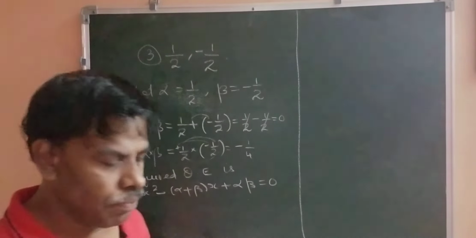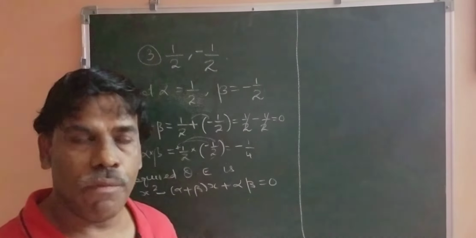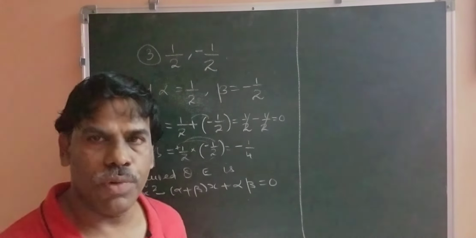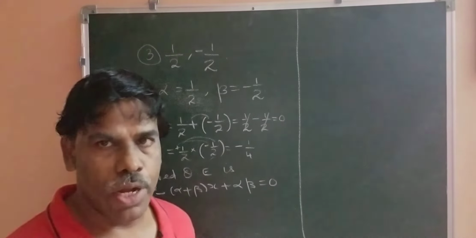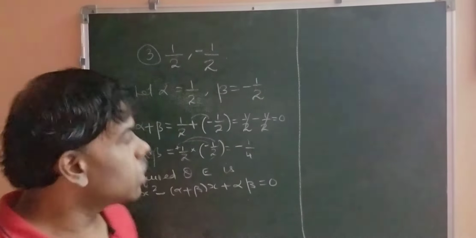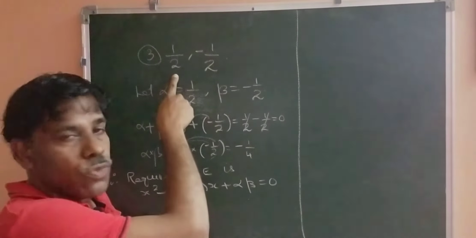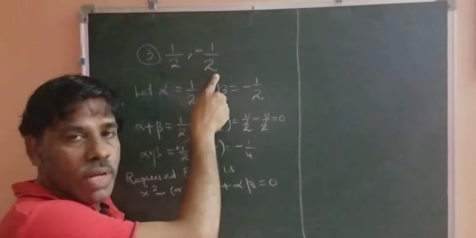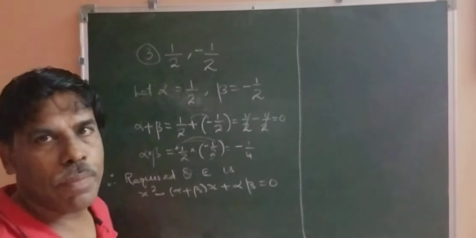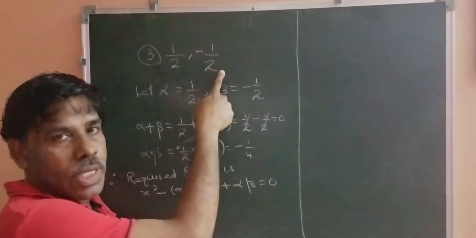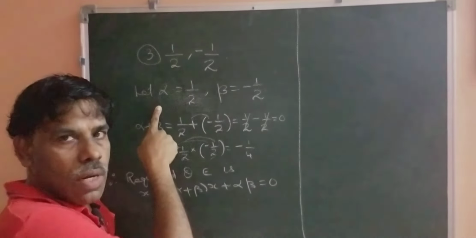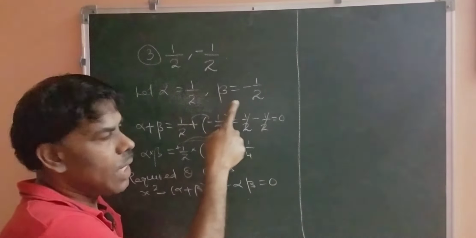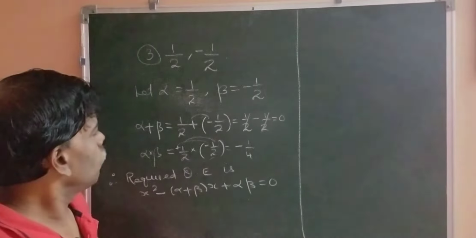Dear students, now we are continuing with how to form the quadratic equation if two roots are given to you. Now the third sum: the first root is 1 by 2, another root is given as minus 1 by 2. So one is alpha, another is beta. We will take alpha equal to 1 by 2, and beta equal to minus 1 by 2.